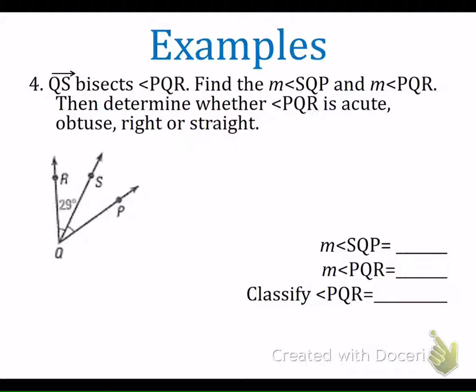All right, number 4 says that ray QS bisects angle PQR. Find the measure of angle SQP and PQR. All right, that's the first half of the question. Now, do you see the little arc marks there? Do you see how it's not one fluid mark? It's not like that. It's like two separate marks. Like one's here and one's here.